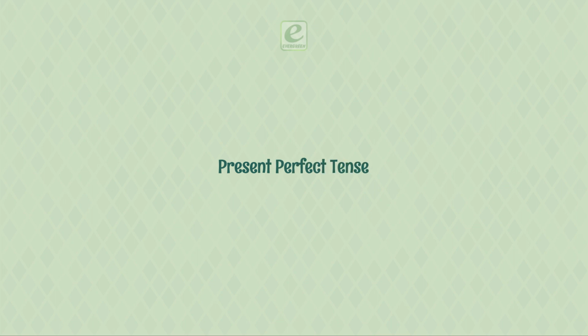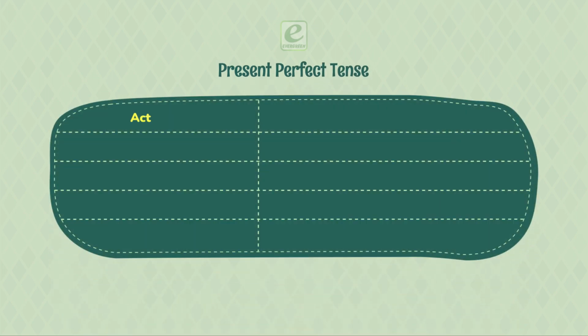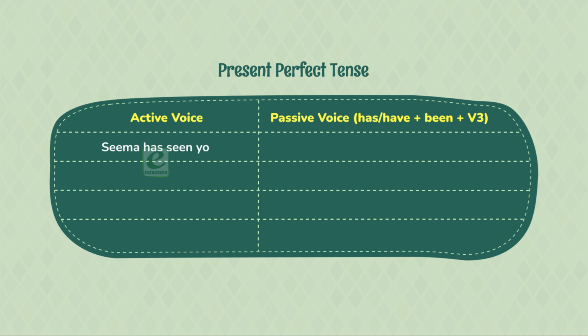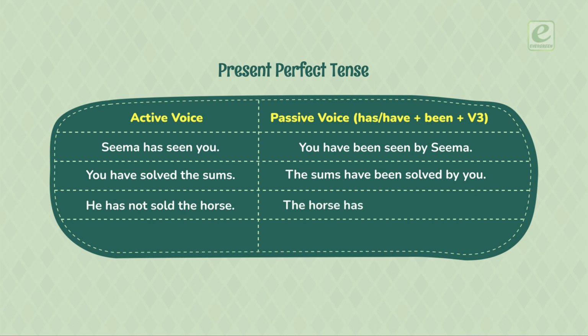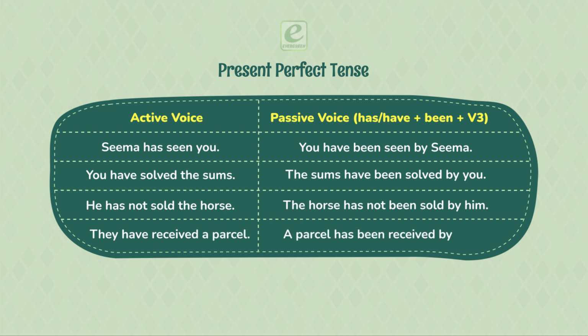Present perfect tense. Active voice, passive voice: has, have plus been plus third form of verb. Seema has seen you. You have been seen by Seema. You have solved the sums. The sums have been solved by you. He has not sold the horse. The horse has not been sold by him. They have received a parcel. A parcel has been received by them.